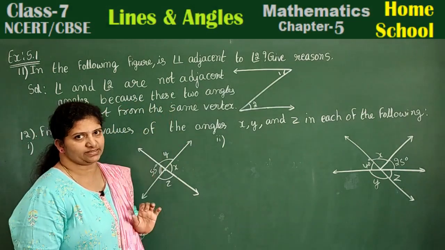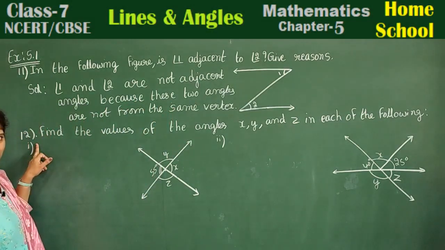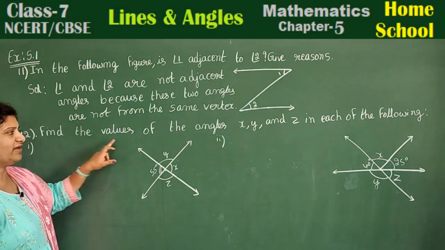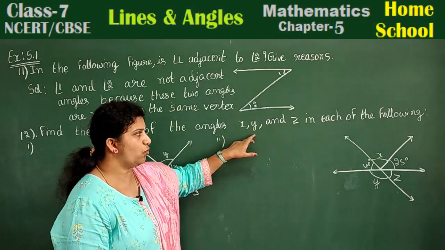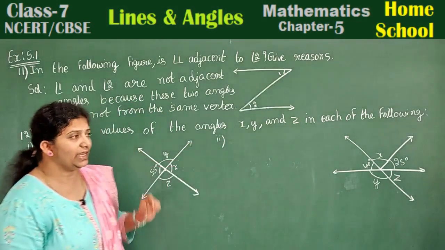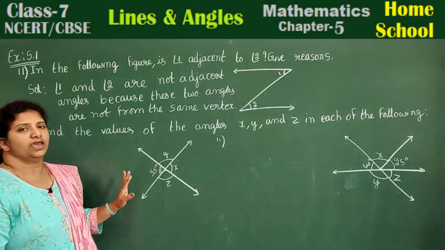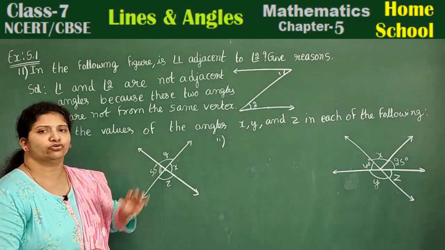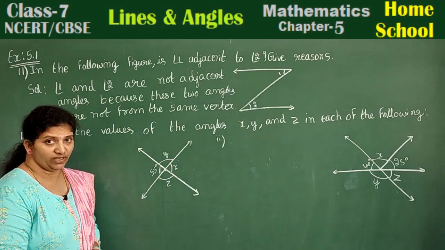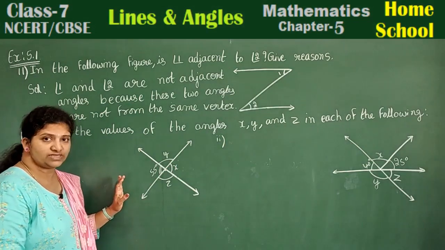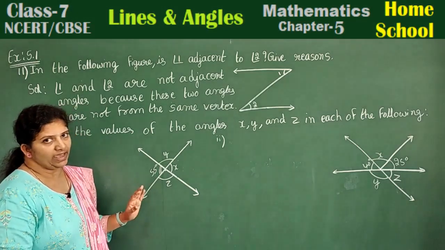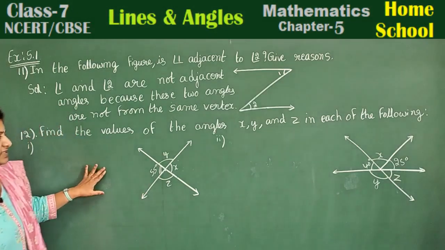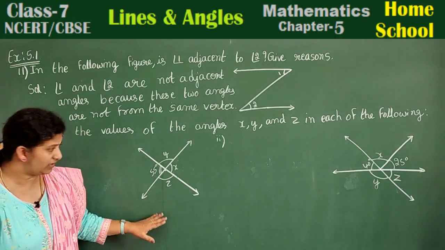12th problem. Find the values of the angles x, y and z in each of the following. In this problem, we have two sub-questions. What we need to calculate? We need to see the figure and find out the values of x, y and z. See the first sub-question in this. You can see the figure here.